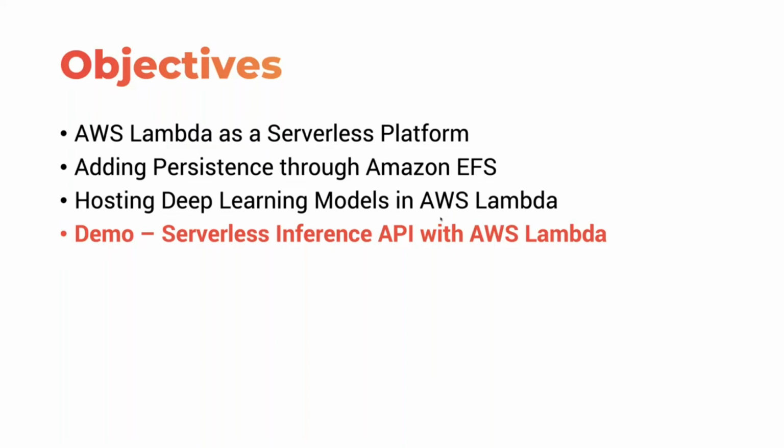Now, in terms of agenda, I'm not going to introduce what is AWS Lambda. That's not the objective. This session assumes you are familiar with Lambda, and I'm going to start off with AWS Lambda as a serverless platform and some of the inherent capabilities and also challenges when hosting machine learning models in Lambda. And then we'll understand how to add persistence through Amazon Elastic File System or EFS. And then I'm going to walk you through the high-level architecture involved in hosting deep learning models trained either in PyTorch or in TensorFlow in AWS Lambda.